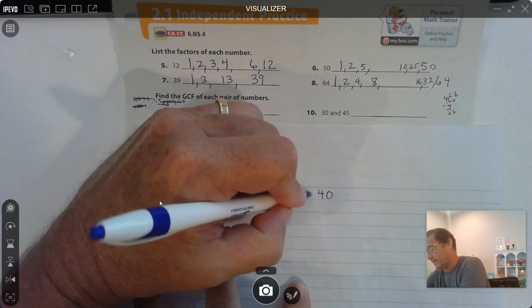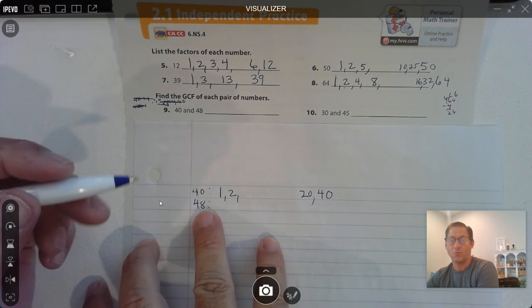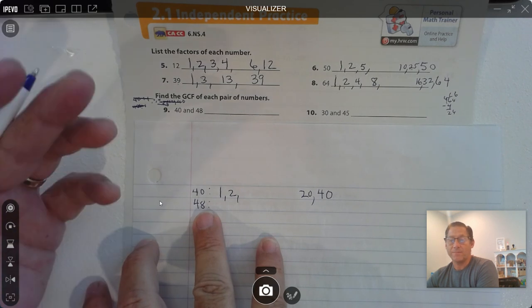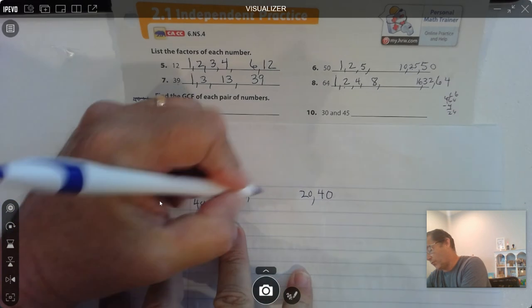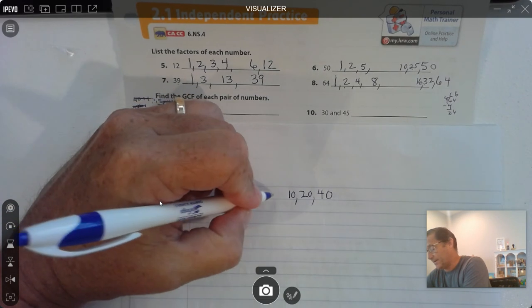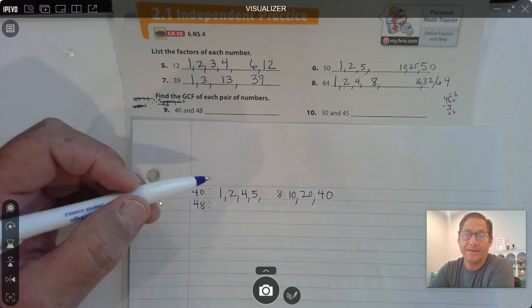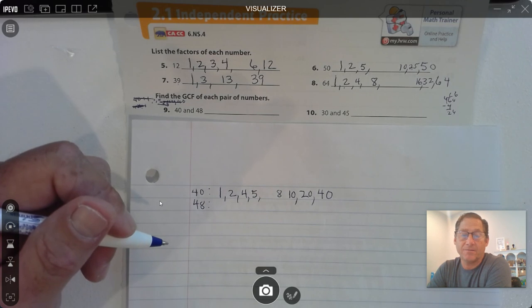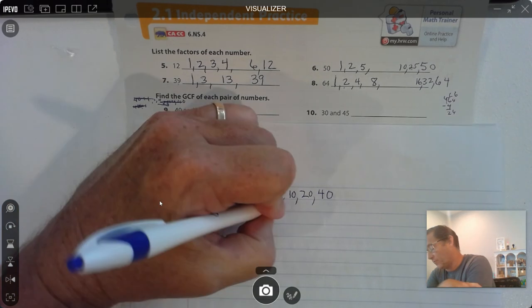2 and 20. We know 3 is not, because 4 plus 0 is 4, and 4 can't be divided by 3. So if 4 can't be divided by 3, 40 cannot be divided by 3. 4 is a factor of 40. 5 is a factor of 40 because we know that 40 ends in a 0 or a 5, and any number that ends in 0 or 5 can be divided by 5. Right? 6 is not a factor of 40. 7 is not a factor of 40. Right? So these are our factors of 40.